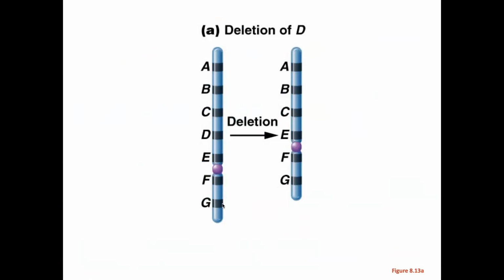So a deleted version is simply you're missing a portion of the original chromosome and all of the genetic information within that region. So in this case, it's the D region. The deleted version of the chromosome no longer carries any of that genetic information within that D region of the chromosome. And the deletion can encompass a part of a gene, it can encompass an entire gene, or it can encompass multiple genes. In other words, these deletions can be of variable size.